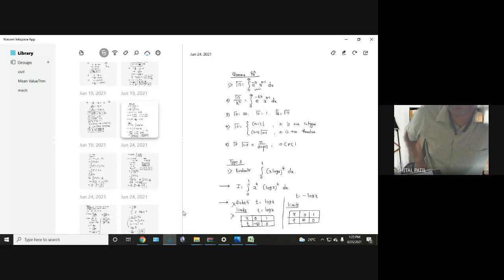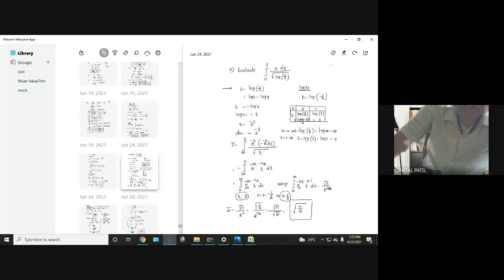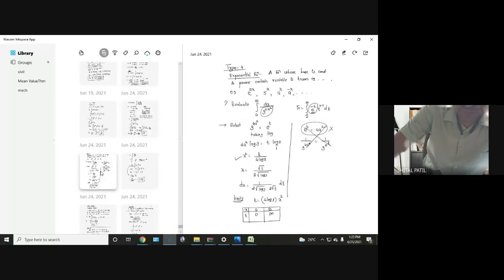Then next, the value of the gamma function is n minus 1 factorial when n is a positive integer, and it is n minus 1 times gamma n minus 1 whenever n is a positive fraction. Then gamma p into gamma 1 minus p is equal to pi divided by sine of p pi, where p lies between 0 and 1. Then we studied examples of type number 3, and a few examples of type number 4 also.